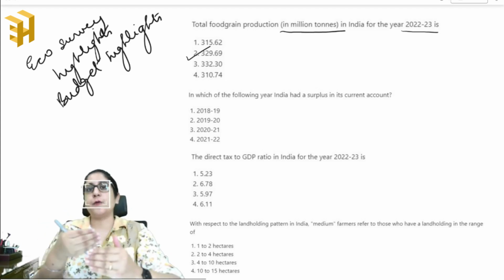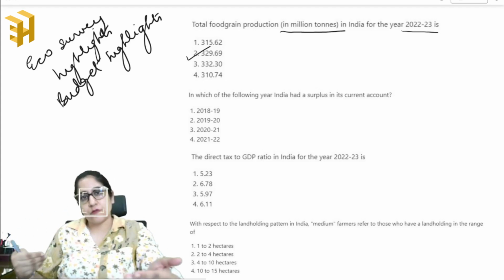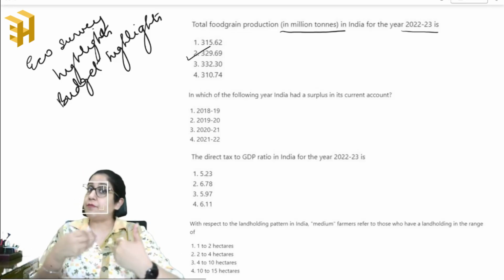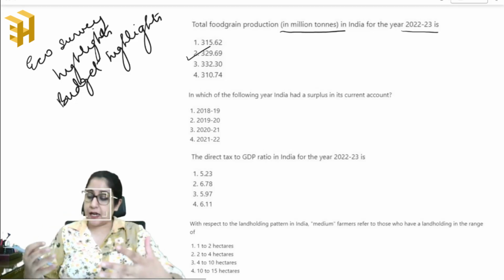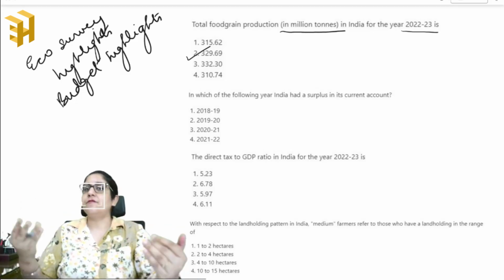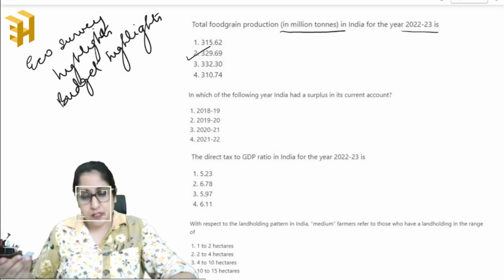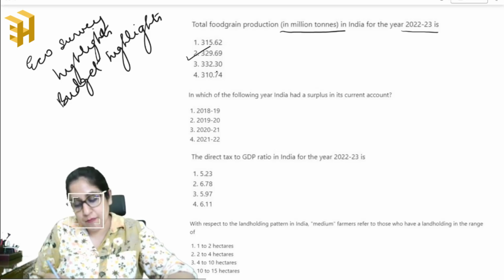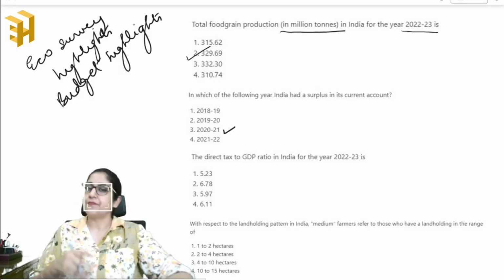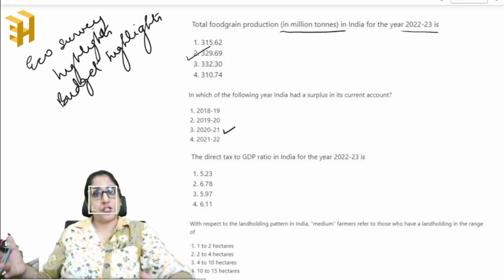And suddenly when we came out of the lockdown, our businesses started booming, they started operating at the full scale. Probably due to that we experienced a surplus in the current account. So that's why if my guess would have been, it would have been 2020-21, and that is the right answer actually. Try to link these logics, right?